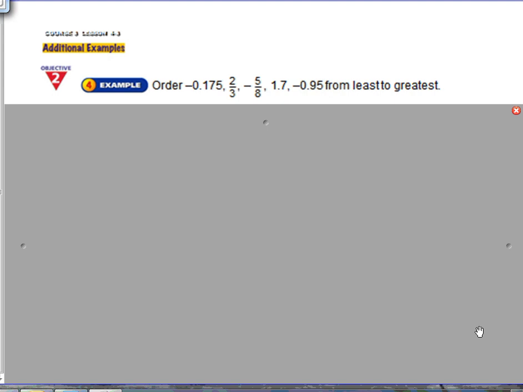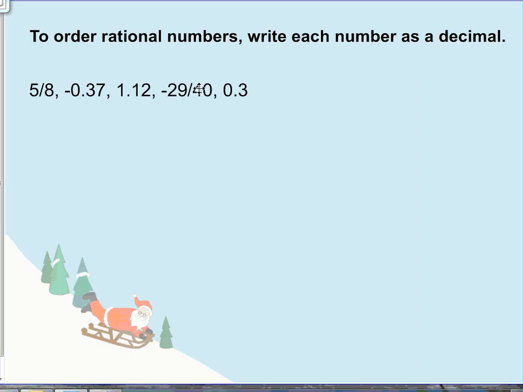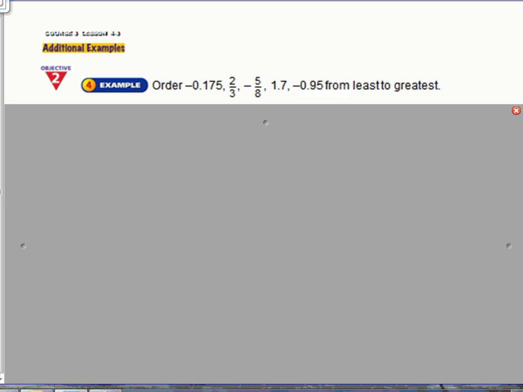All right, in the last video, we briefly touched on how to order rational numbers. We talked a lot about how to compare rational numbers, compare fractions with fractions or decimals with decimals. And then we did an example. If you remember, it looked like this. To order rational numbers, the first thing you want to do is write everything as a decimal. So today what we're going to do is just work on that some more.